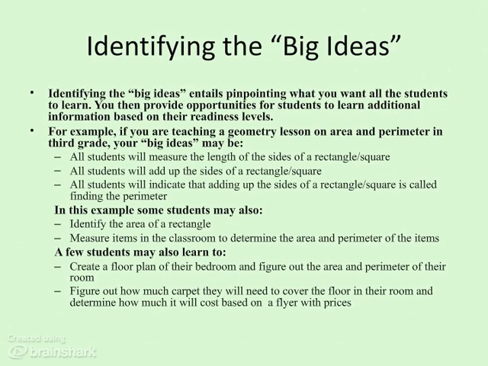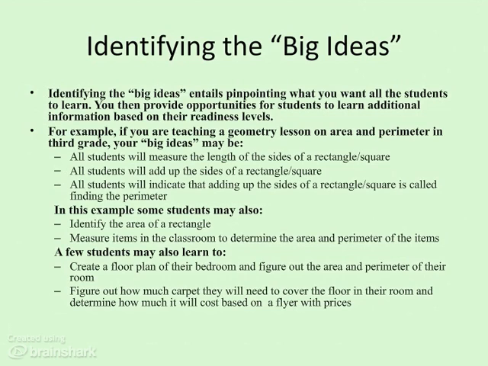One thing you could do when differentiating content for diverse classrooms is to first identify the big ideas. The big ideas are the things that you want all students to learn from the lesson or unit of instruction. For example, if you're teaching a geometry lesson related to area and perimeter in a third grade class, your big ideas might be that all students will measure the length of the sides of a rectangle and square. They will add up the sides of a rectangle and square, and they will indicate that adding up the sides of a rectangle and square is called finding the perimeter.